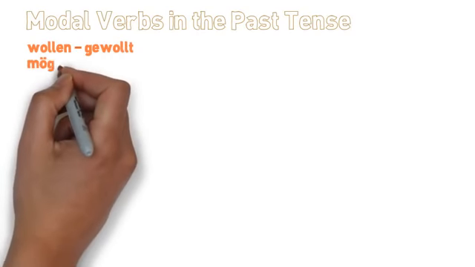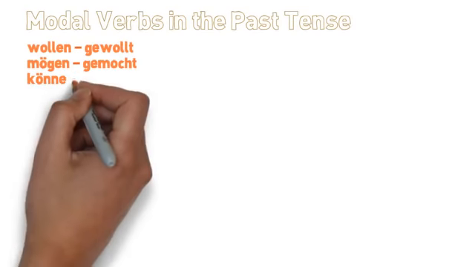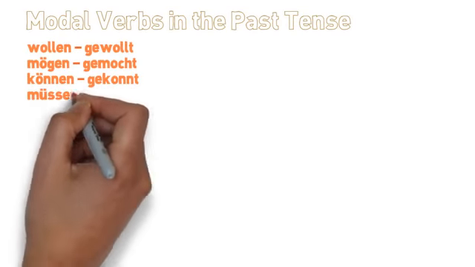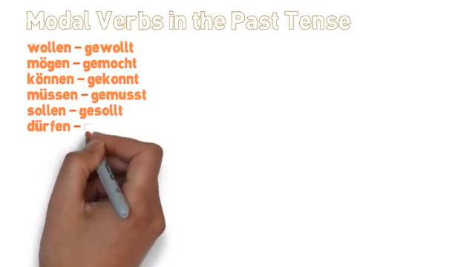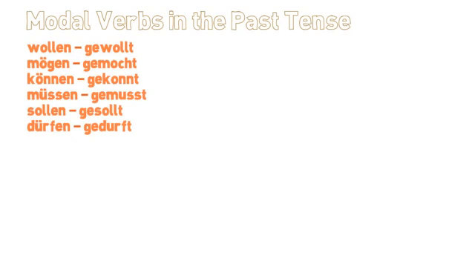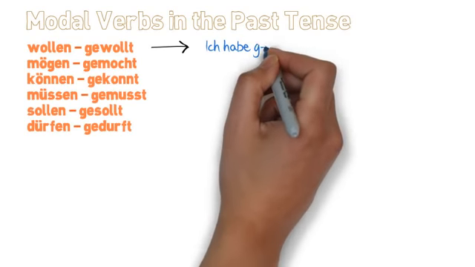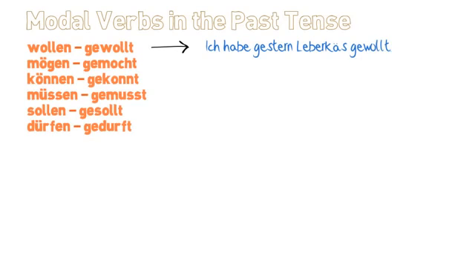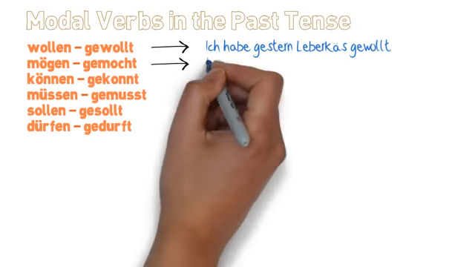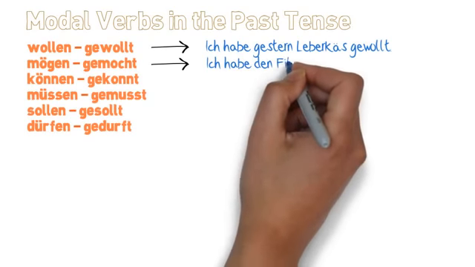Here are the past participle forms of the 6 modal verbs. They all take the helping verb haben, and you'll notice that they all have a G, E, stem, T construction, though the ones that had umlauts in their infinitive lose their umlauts, and mögen changes its G to a CH. Now, if you were to say something like, Ich habe gestern Leberkäse gewollt, or Ich habe den Film nicht gemocht, that would be fine, because you're not using another verb in those sentences, just a direct object.